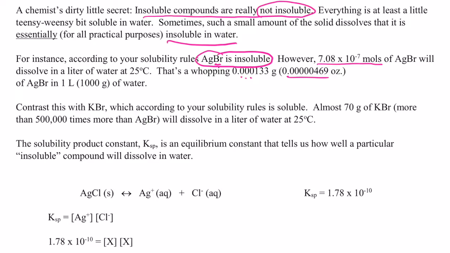Let me contrast that with something that, according to your solubility rules, is soluble. Potassium bromide is soluble according to your solubility rules. So if I put potassium bromide in a liter of water at 25 degrees Celsius, I can dissolve almost 70 grams. That's more than 500,000 times the amount of silver bromide that will dissolve in the same amount of water at the same temperature. So do you see why we say silver bromide is insoluble and potassium bromide is soluble?